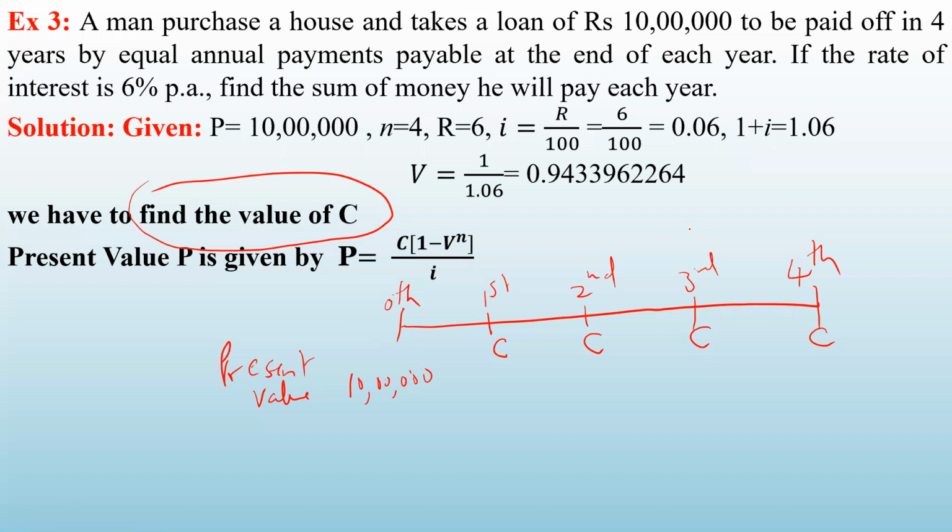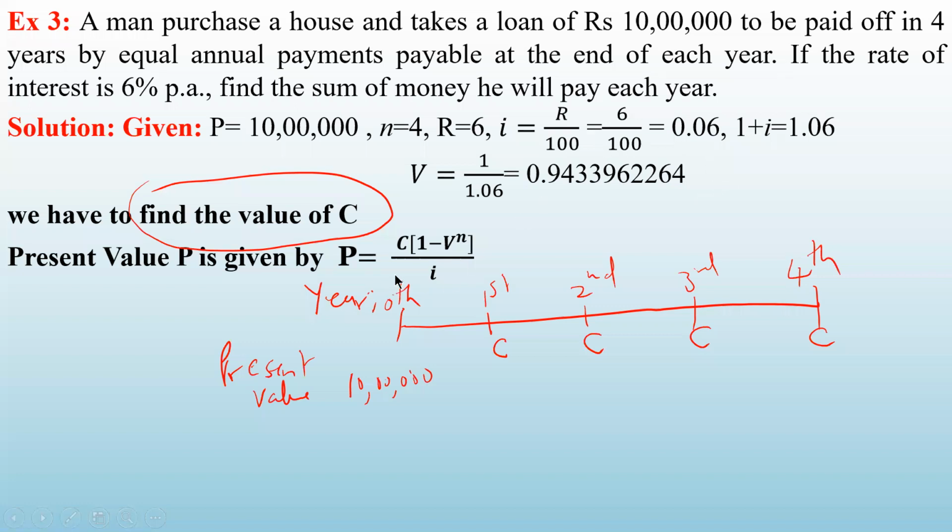Now in the formula, put all the values. So where is our formula? This is the formula. P equal to C into 1 minus V raised to N divided by I. Here what is your I? R upon 100. R is 6. So 6 upon 100, that is 0.06. 1 plus I, 1.06. And what is V? 1 divided by 1.06. When you divide 1 by 1.06, you are going to get this number.